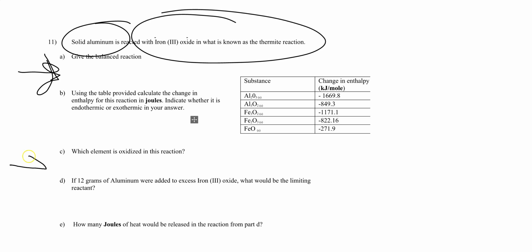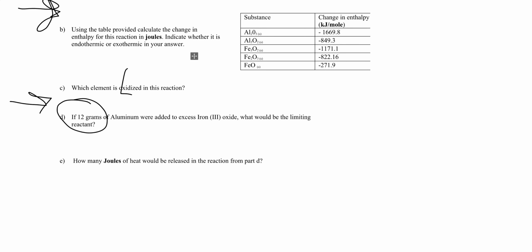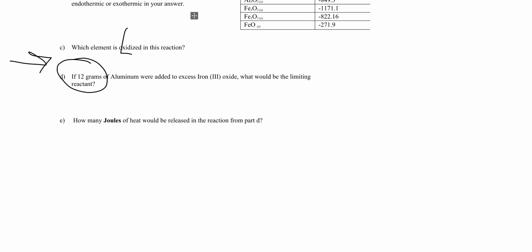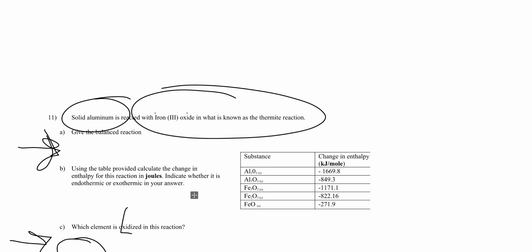Then, this is from previous chapters. Which element is oxidized? That's your loser of electrons. So look for the one that became more positive. Alright, then D, if 12 grams of this were added to excess, what would the limiting reactant be? We've already gone over this one in class a little bit. Don't fall for it. It's supposed to be easy. Then part E is actually the answer that we would have done from this table a long time ago.